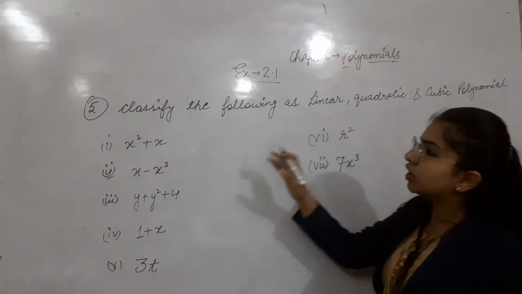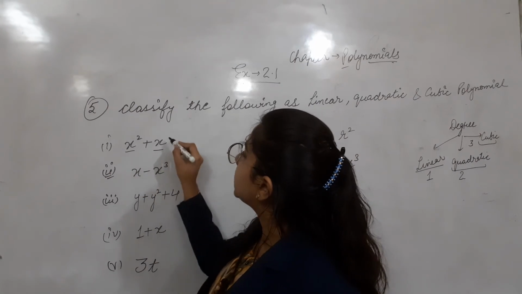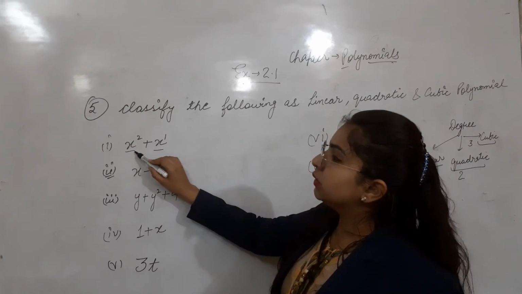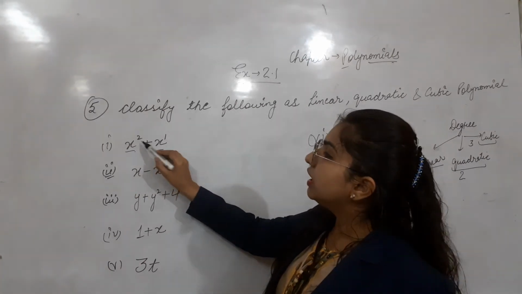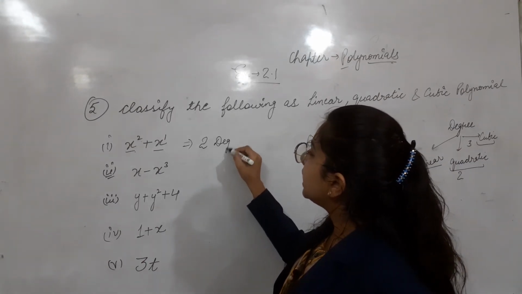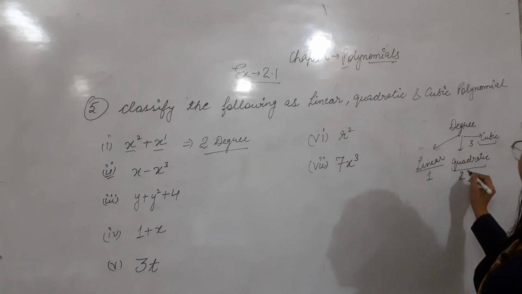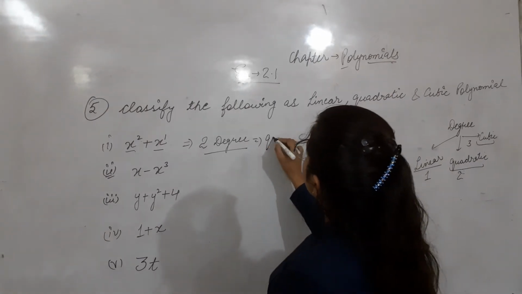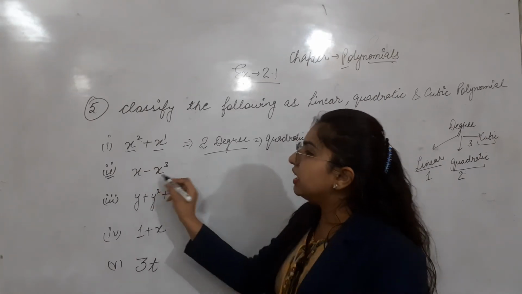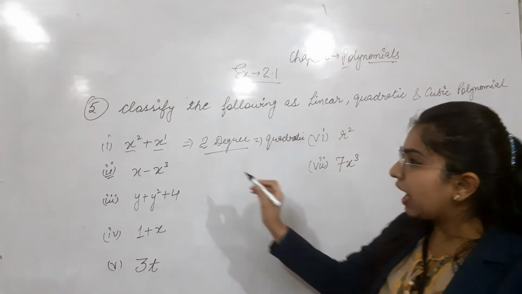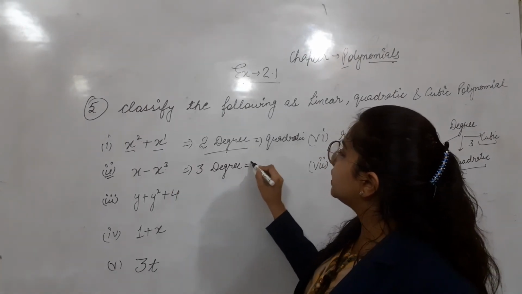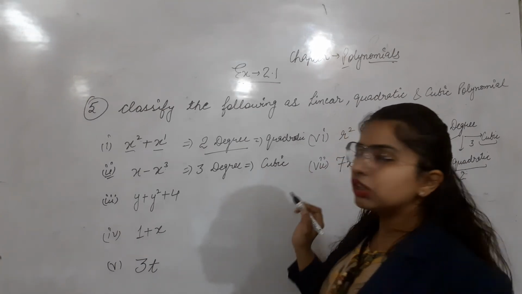Now coming to the question, first part is x square plus x. X raised to power 1, 1 is there. Now the polynomial is with highest power is 2. Degree is 2 over here. With 2 degree, you can say that it will be quadratic polynomial. Which polynomial? Quadratic. Okay. Now next, x minus x cube. X minus x cube, highest power is 3. 3 as a degree. With 3 degree, you can say that the polynomial is cubic.